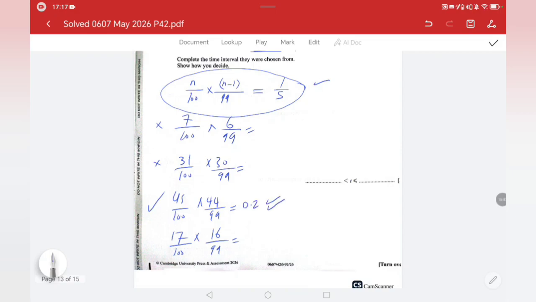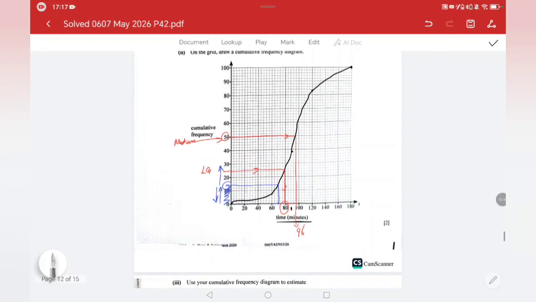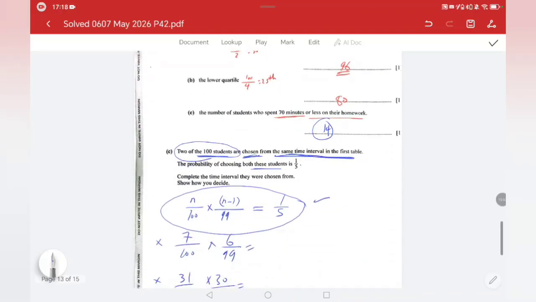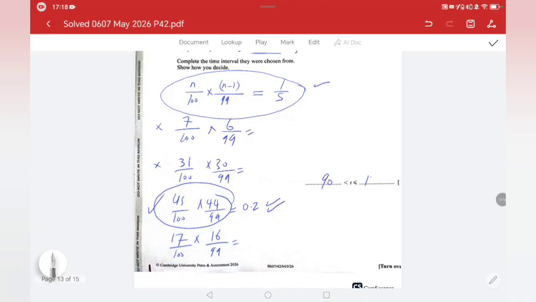So let's look at which interval has 45. The interval of 45 was this interval, 90 and 120. So this is the answer. So you may do it this way and solve, or you can just take one interval and try, and you will know which one is the answer.